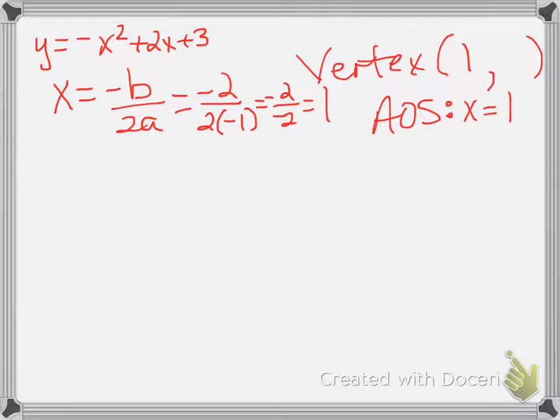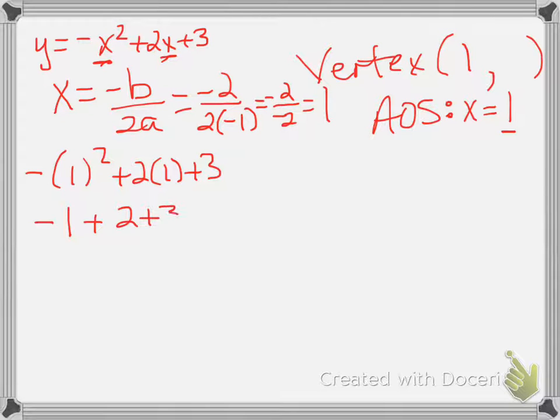Alright, we're going to take this x, and we're going to plug it in for the x in our equation. So I'm going to have negative 1 squared plus 2 times 1 plus 3. So I have negative 1 squared is negative 1, plus 2 times 1 is 2, plus 3, gives me negative 1 plus 2 is 1, plus 3 is 4. So that's my y. Okay, so that is the y in my vertex. So my vertex is at 1, 4.